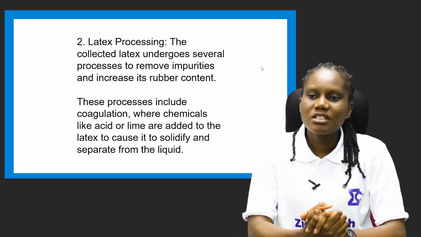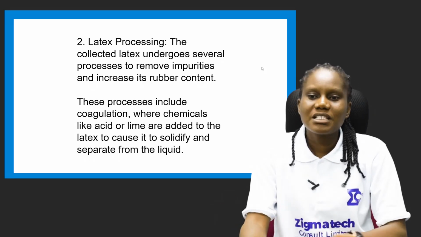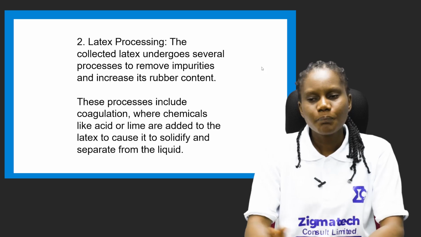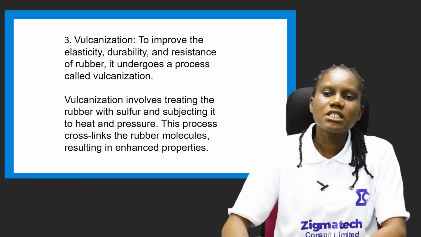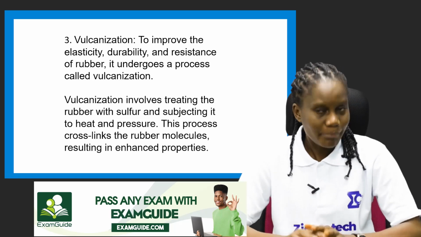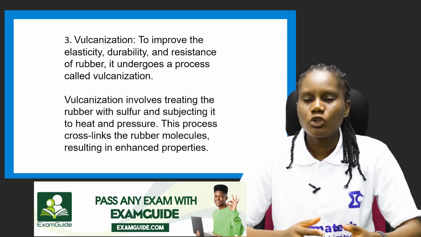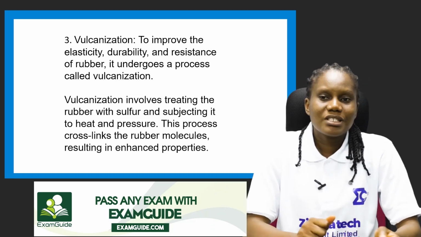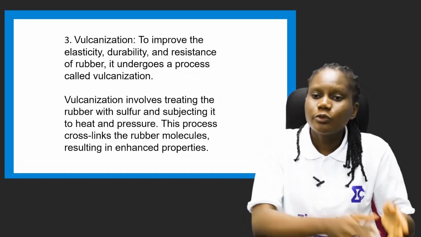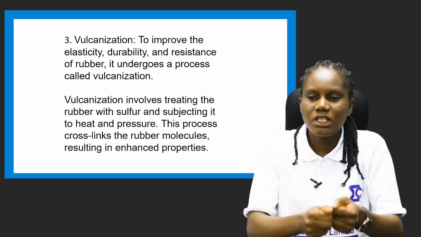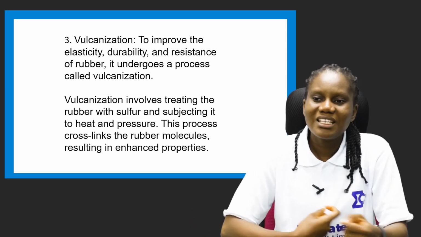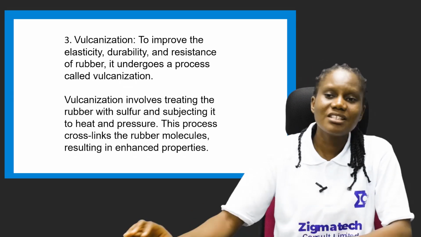So you have to take it through that process of removing the impurities so that it can increase its rubber content. These processes include coagulation, where chemicals like acid or lime are added to the latex to cause it to solidify and separate from the liquid. Number 3 is vulcanization, to improve the elasticity and durability. These are properties we're still going to look at in the course of this lecture. Vulcanization involves treating the rubber with sulfur and subjecting it to heat and pressure. This process cross-links the rubber molecules, resulting in enhanced properties.